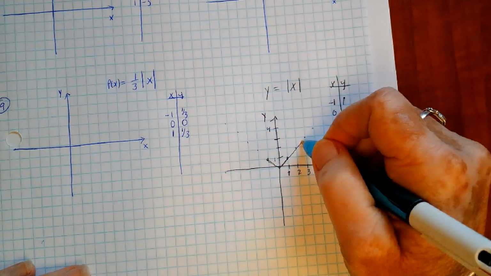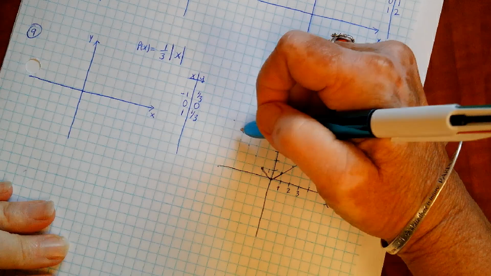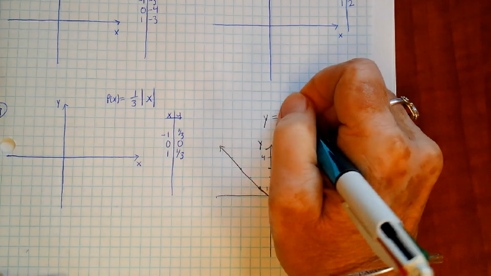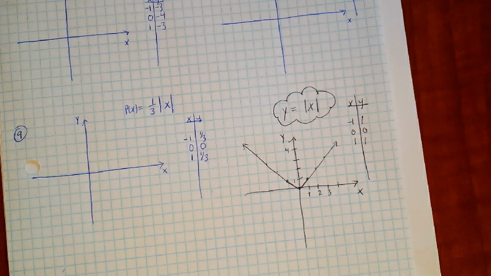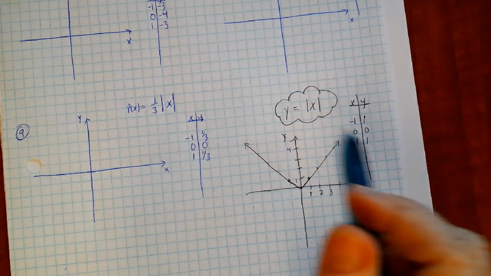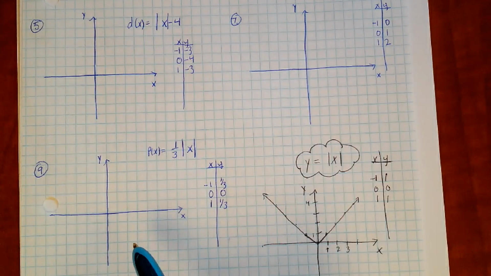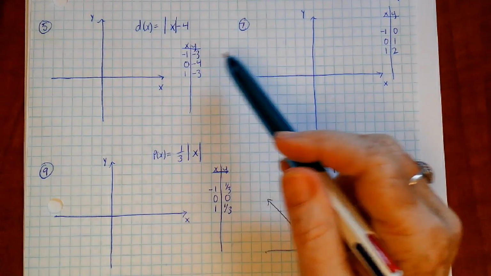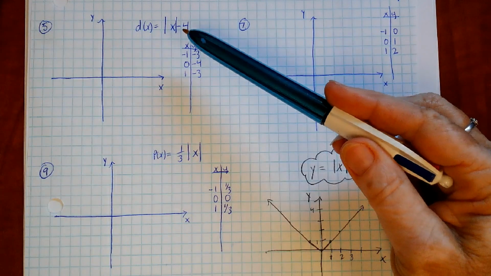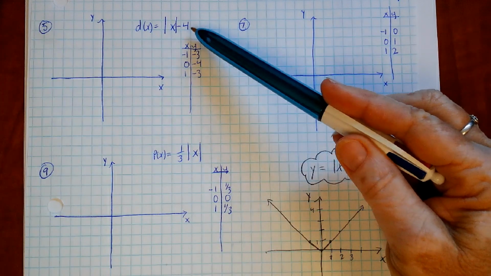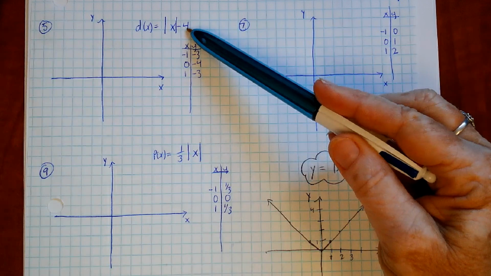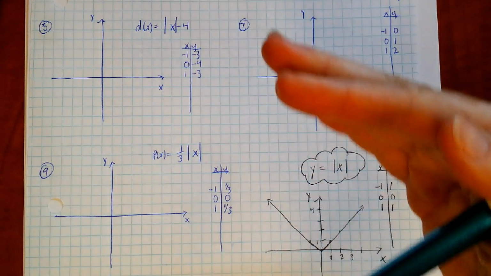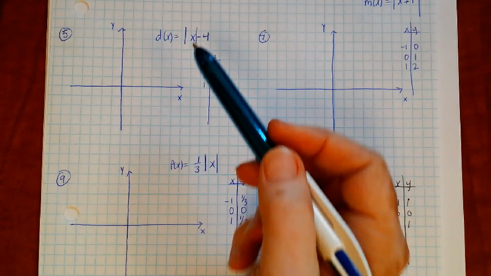This is the parent function. We call it the parent function, and this is y equals absolute value x, and this is the one they want us to compare each one of these graphs to. So for instance, on number 5, they've got absolute value of x minus 4. Well, I know the minus 4 is going to give it a vertical shift, and it's going to go down by 4.